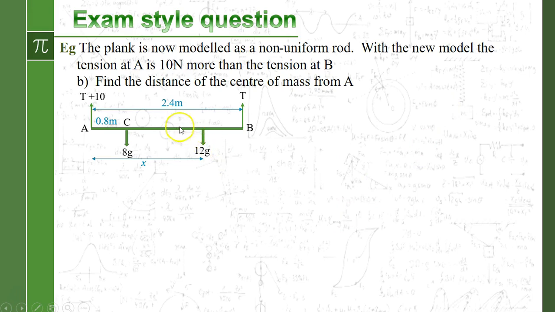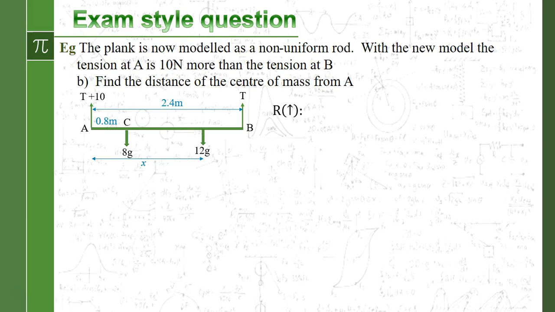We've got the tension at B, I've called it T, and the tension at A I've defined in terms of that, so it's just 10 more than the tension at B, so that's T plus 10. We've still got our mass placed on this rod at the point C. That hasn't changed, but what we've got now is a change in the distance of the centre of mass. As with the example with the two kids on the rod, I've just called that distance x. So let's have a look at what's going on.